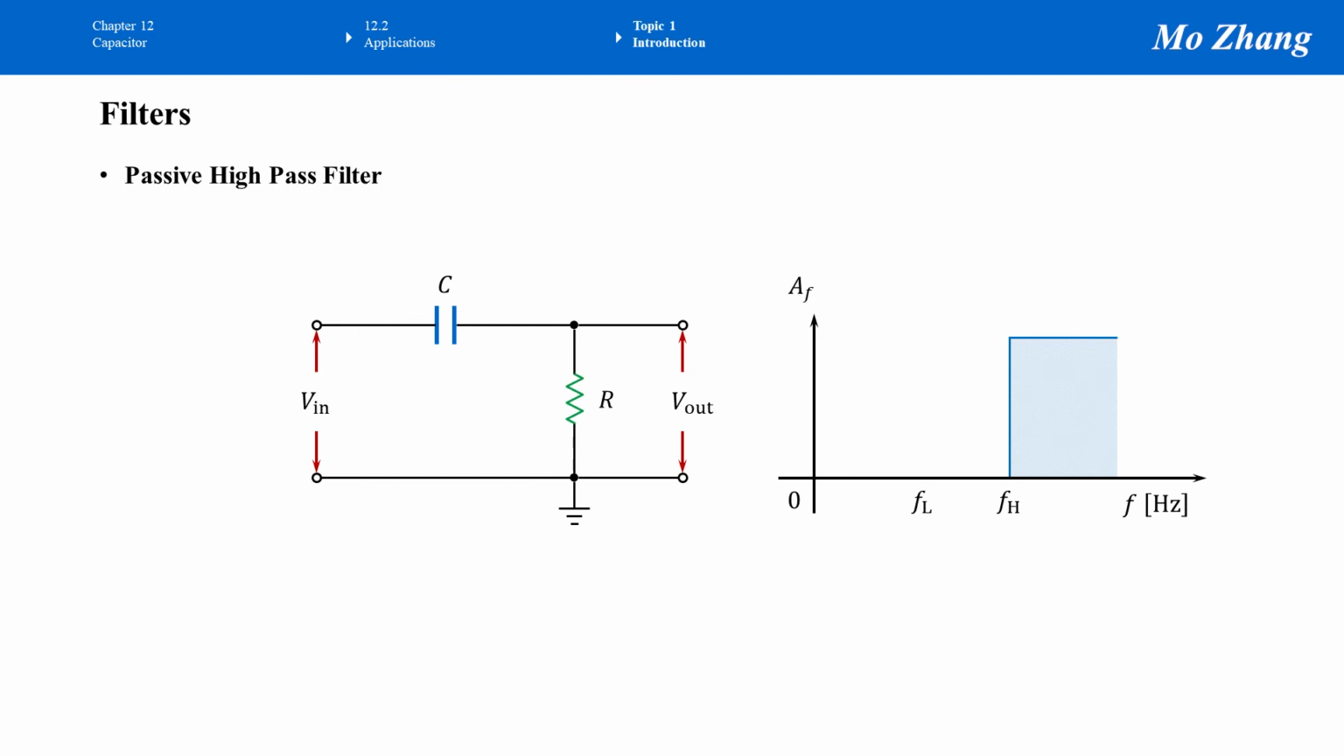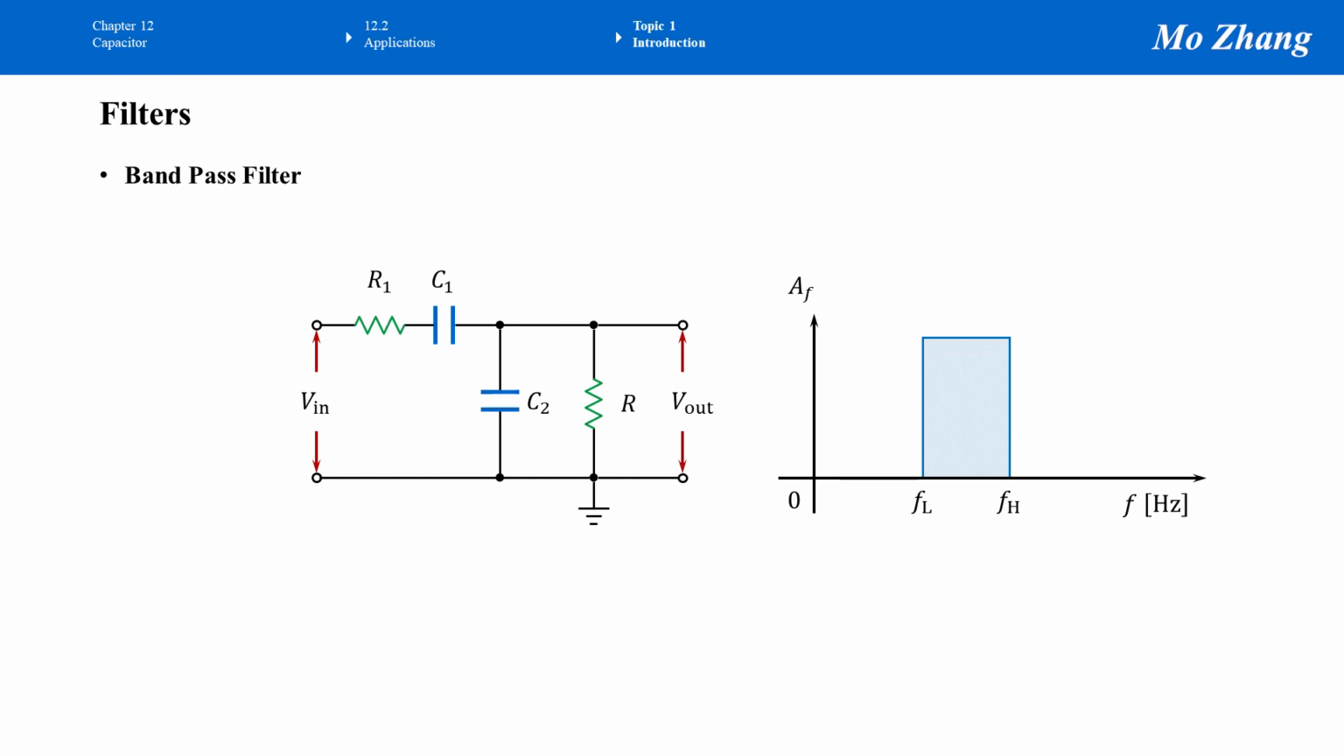If we rearrange this circuit, or use the same circuit but take the output from the resistor, this is a high-pass filter. For this kind of filter, it lets signals with high frequency go through. If the signal has frequency lower than the set frequency, FH, it will be removed. Again, that frequency FH is determined by the values of the resistor and the capacitor.